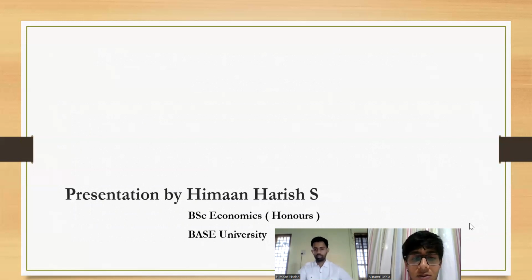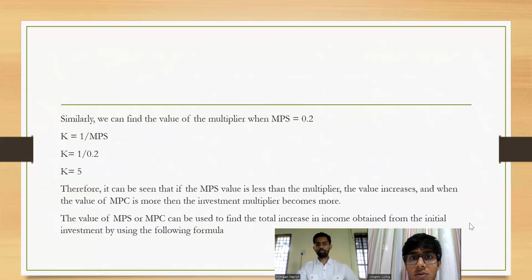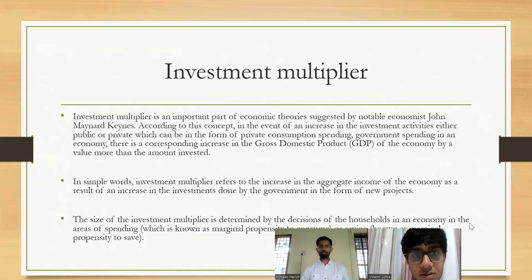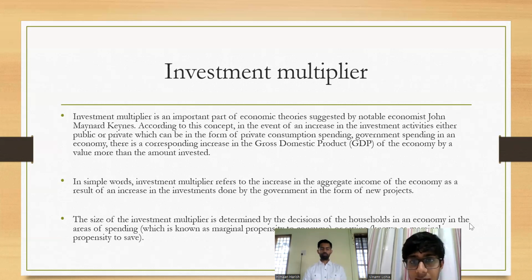So we are yet to do the investment multiplier, right? Yeah. The investment multiplier is an important part of economic theory suggested by the notable economist John Maynard Keynes. According to this concept, in the event of an increase in investment activities, either public or private, which can be in the form of private consumption spending or government spending in an economy, there's a corresponding... Can you just slow down? This is going a little too fast for me.